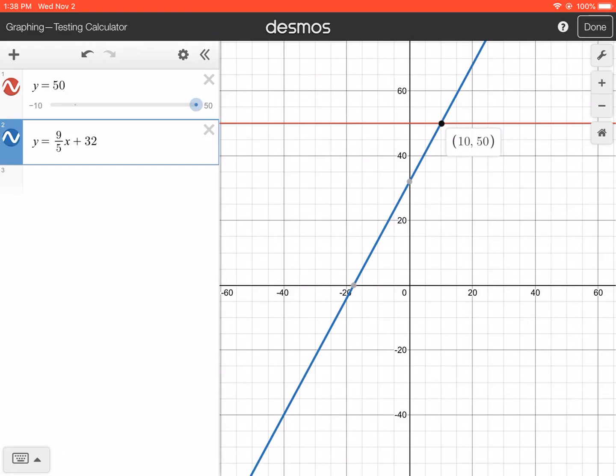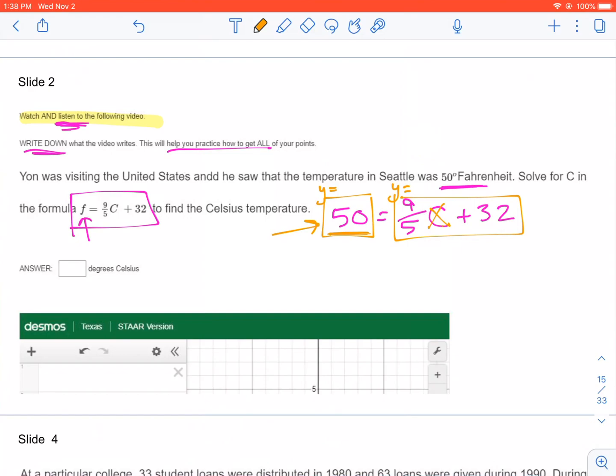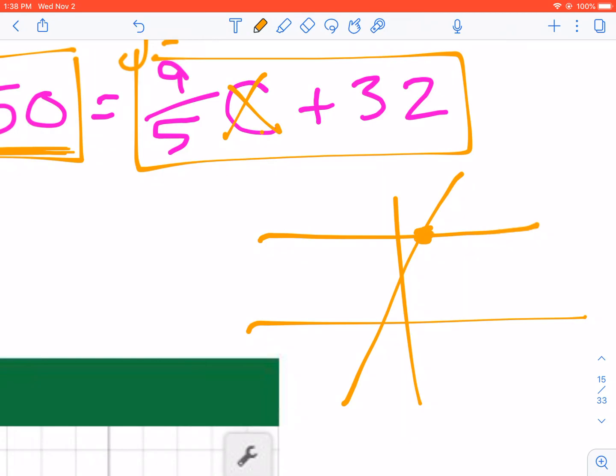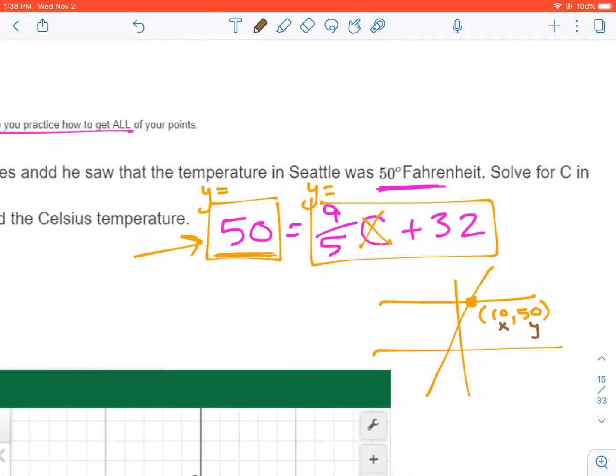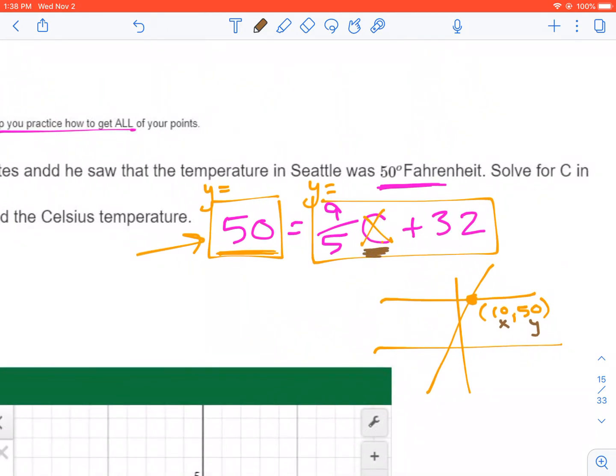And so you're going to get some more points by simply sketching and labeling. So we have our XY axis. We had our line that went like that, and we had our line that went like that. And then right here was the point, 10, 50, comma in the middle. Remember that points are x, y, and in this question what we're looking for is x. So our answer is x equals 10, or in this case, Celsius is 10 degrees.